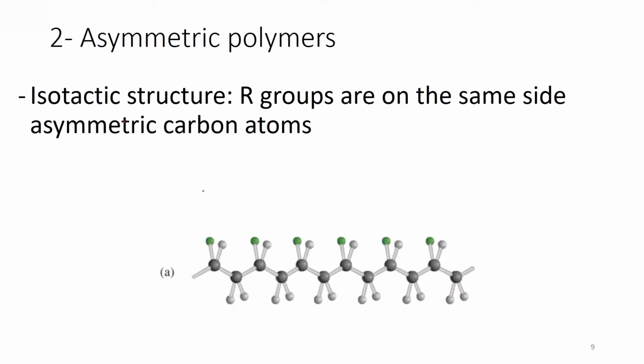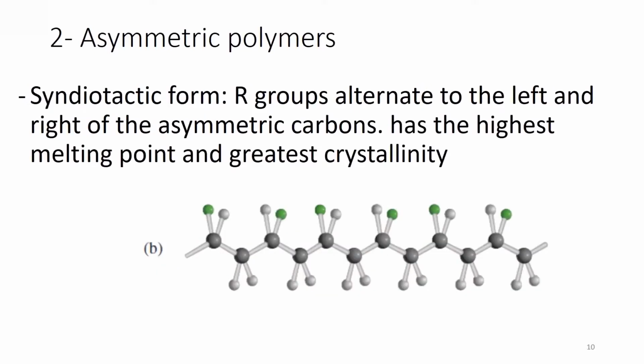And if I have the R group instead organized on one side, in a systematic way, on my chain, here I have the R group on the same side of my carbon atoms. This is where I will have the isotactic structure. The isotactic structure is a much stronger chain. The third type is asymmetric polymers, but with a repeating pattern. Here you could see that the R group is alternating from left to right over my chain. This will give it a pattern.